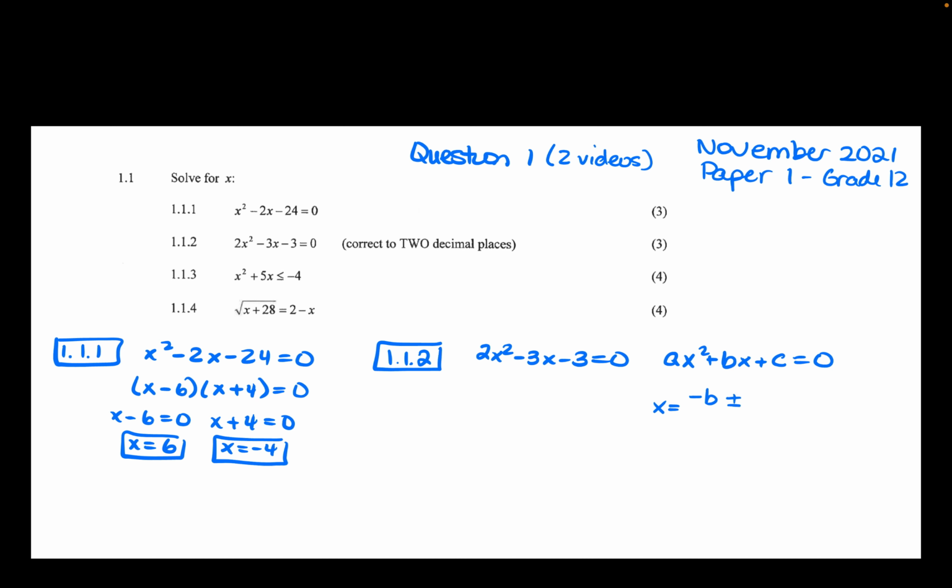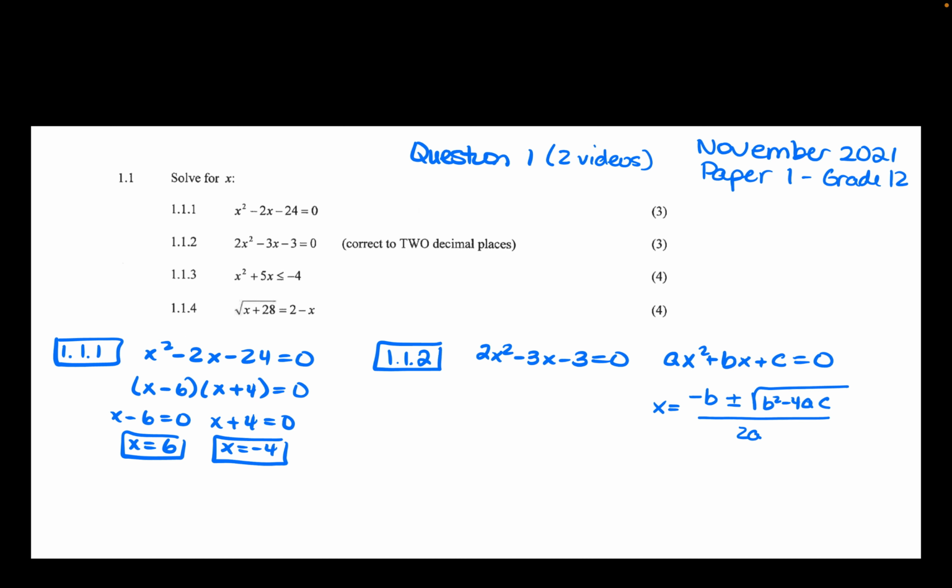I will sing it for you. It goes to the tune of Pop Goes the Weasel. x equals negative b plus or minus square root b squared minus 4ac all over 2a.